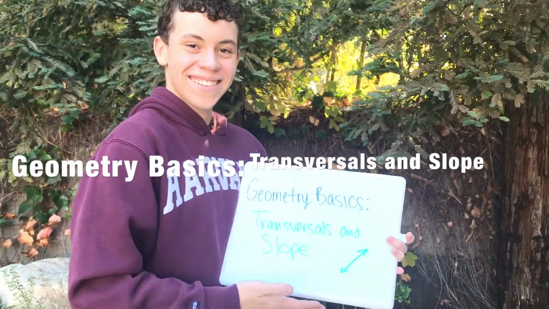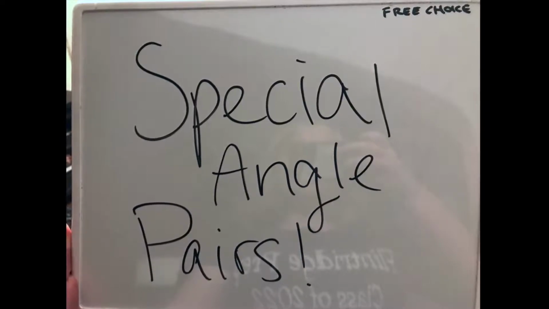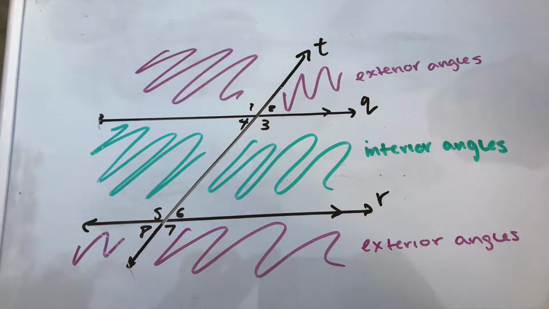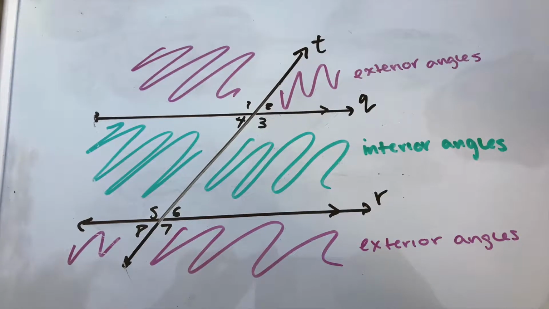Geometry Basics, Transversal and Slope. For our first topic, we are going to talk about special angle pairs. Before we talk about theorems, we need to know about transversal angle pairs. First, what is a transversal?